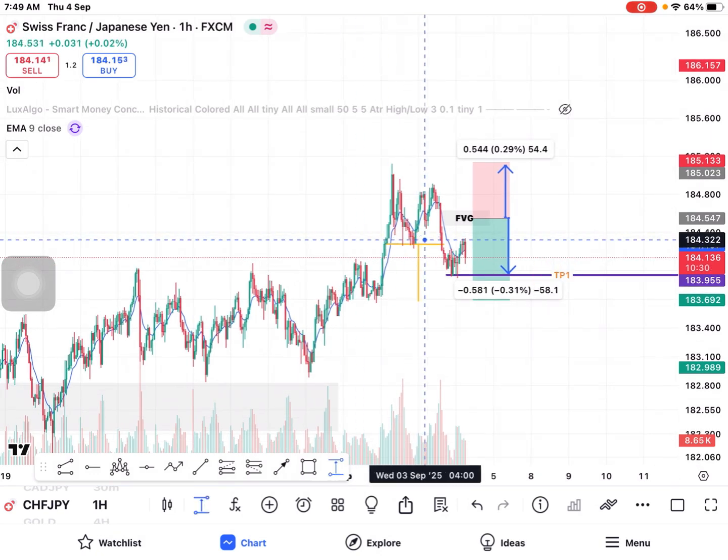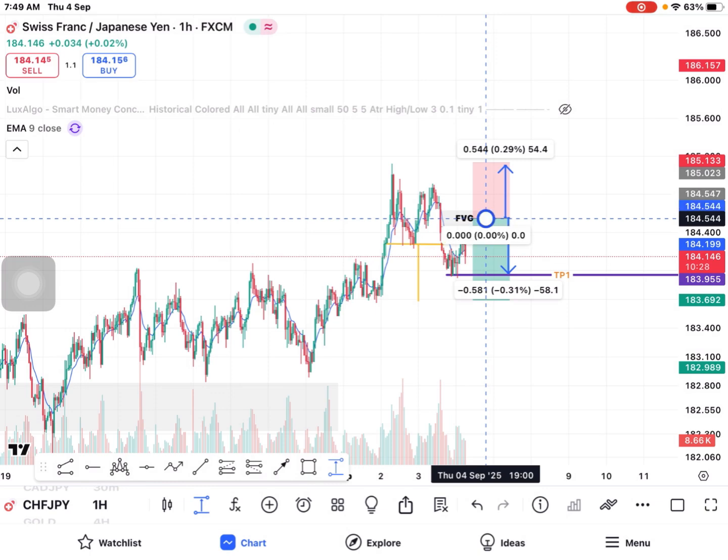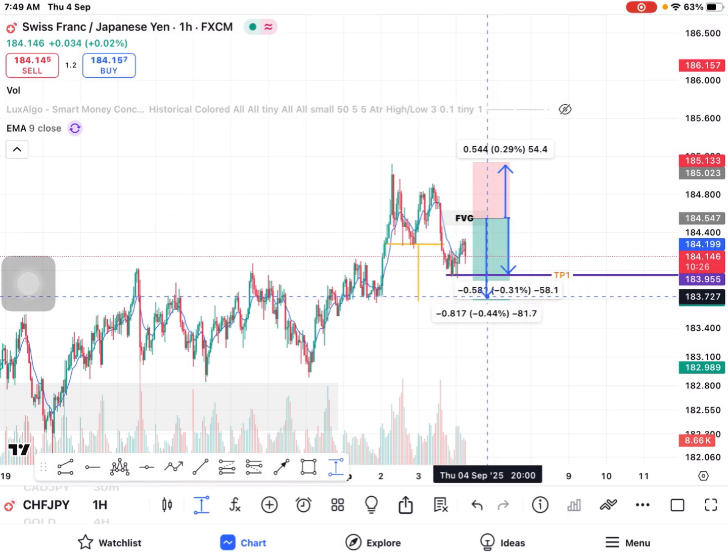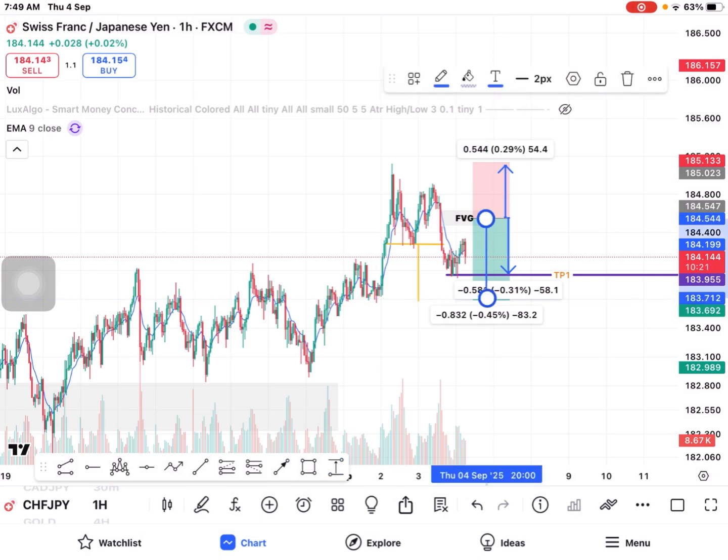Same thing too. Let's go from our entry to our TP2, which is our final TP. You can see 832. If you divide it by 10, you're getting 83.2. So this is how to calculate pips on TradingView very fast.